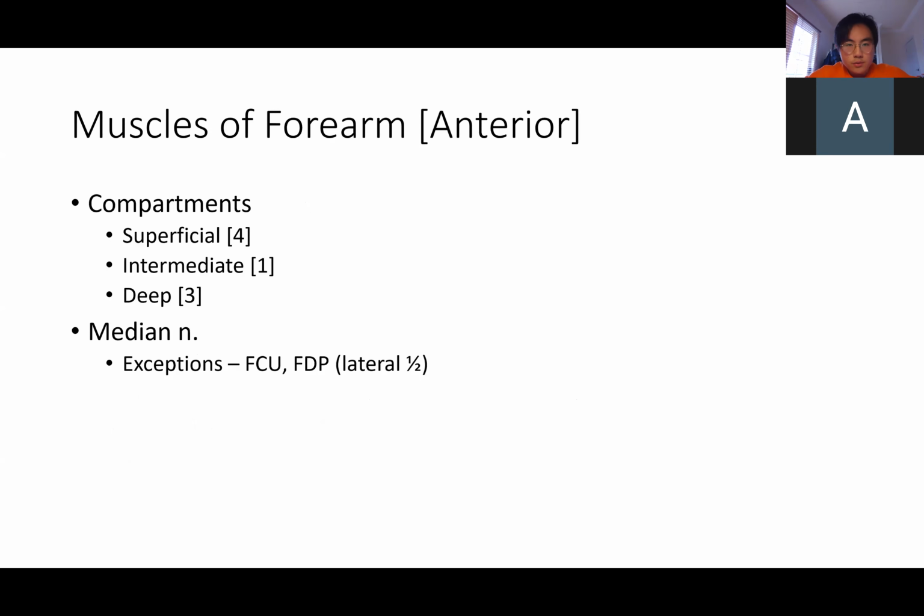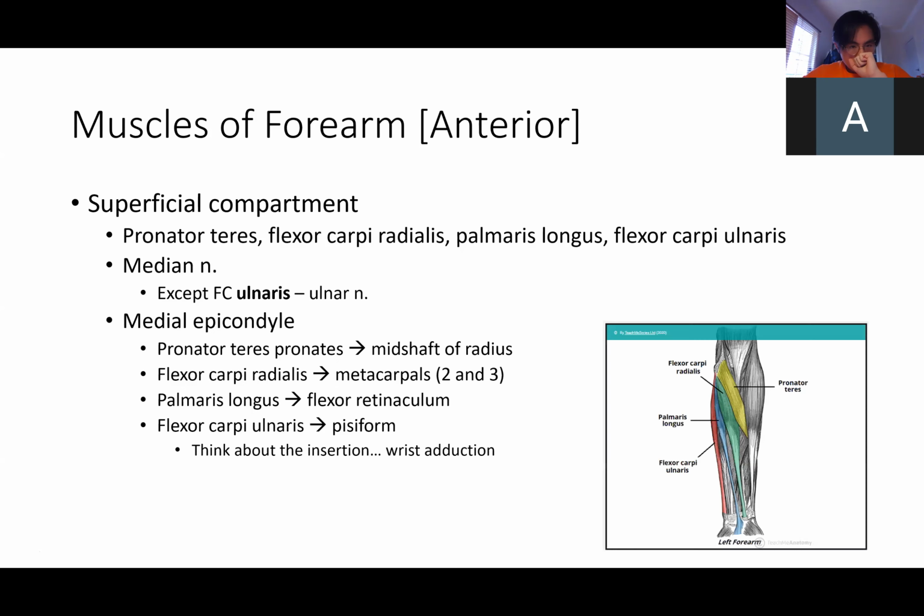Okay, let's go through the anterior forearm. We've got three compartments: superficial, intermediate, and deep. These are the number of muscles in them. The muscles of the anterior forearm are the flexors, and they're all innervated by the median nerve, except the muscles on the medial side, on the ulnar nerve side. So they're done by the ulnar nerve.